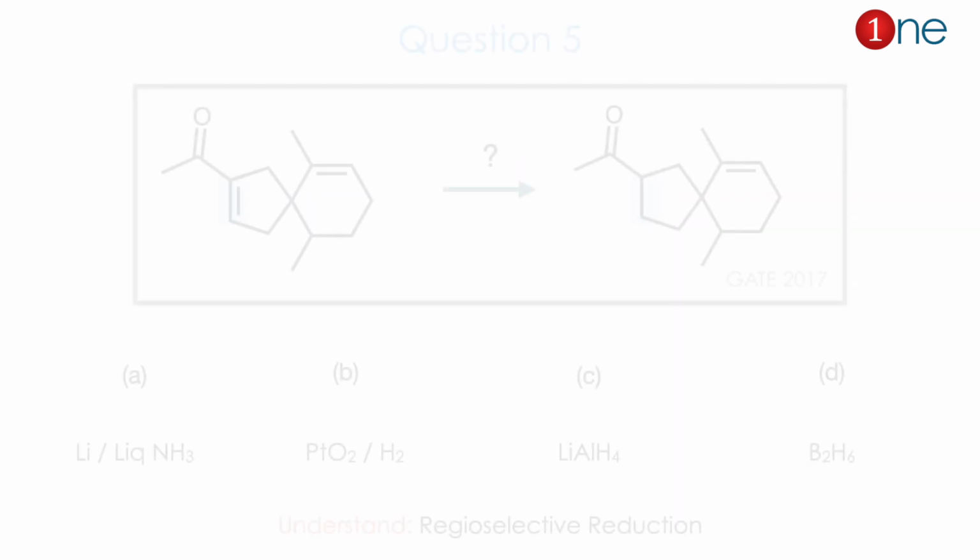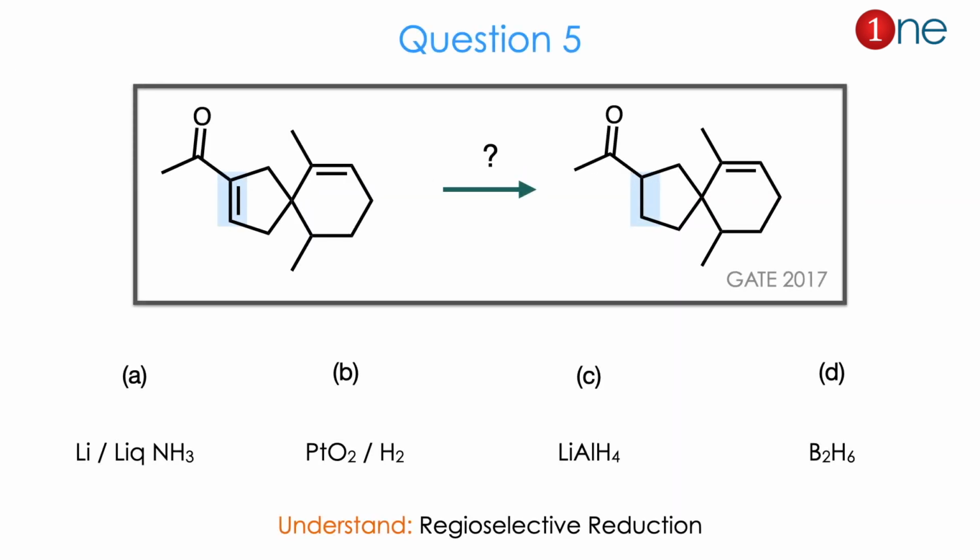Then question number 5. The starting material has a spiro system with two alkenes, and another alkene is attached to a conjugated carbonyl. They ask you to find the reagent. The reagent only reduces the double bond which is in conjugation. So you have to identify the reagent which chemoselectively reduces only that double bond. The choices are lithium in liquid ammonia, platinum oxide and hydrogen, lithium aluminum hydride, and B2H6. From the reagents you might guess you have to identify which reagent chemoselectively attacks the conjugated double bond, not the isolated double bond. So the reduction is a regioselective reduction here. The answer is A. Let us see how.